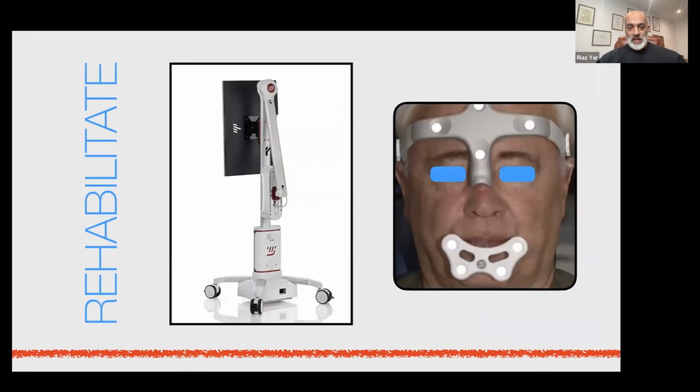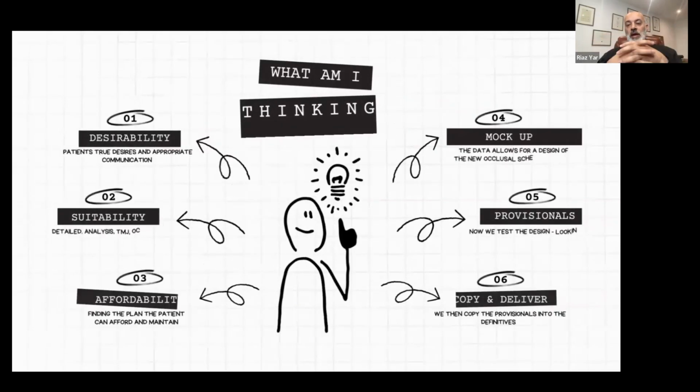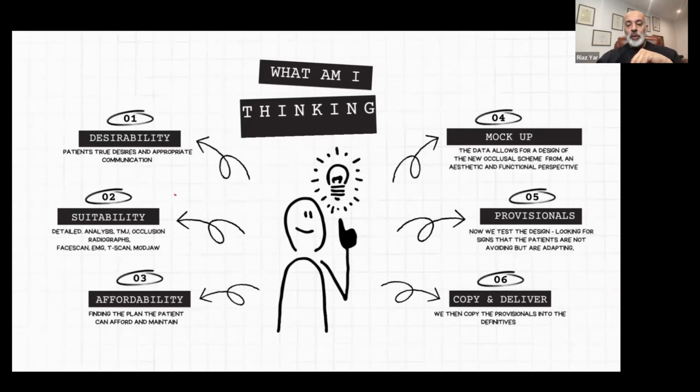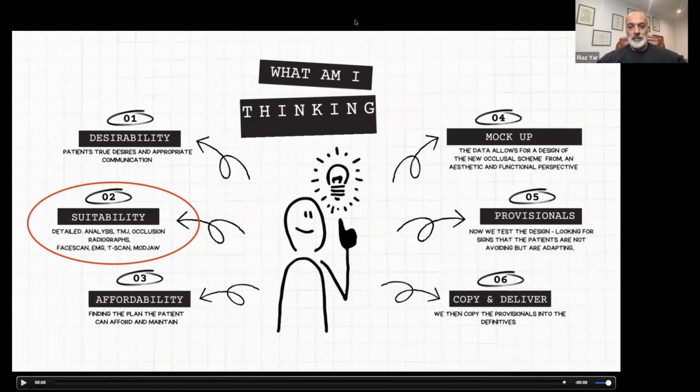I use the Teethan EMG, I use Modjaw, I use other tools to help me at this stage analyze my patient. In my process, it is a six-step process. One, understanding the desires of the patient. Number two, a suitability assessment, a detailed analysis of TMJ, muscle and teeth assessment. I use multiple tools to do that, one of them is Teethan, and for me it's essential in validating that I've got the teeth in the right place. We then look at what they can afford, then do a mock-up, put them into provisionals, and then copy and deliver that into the finals. This is what I'm thinking in my design.